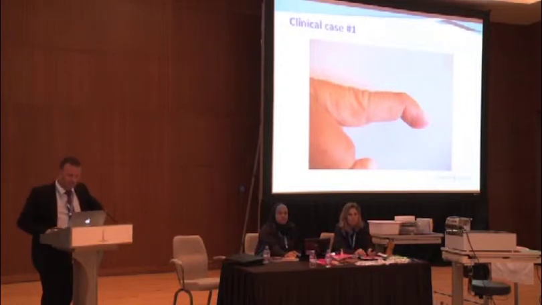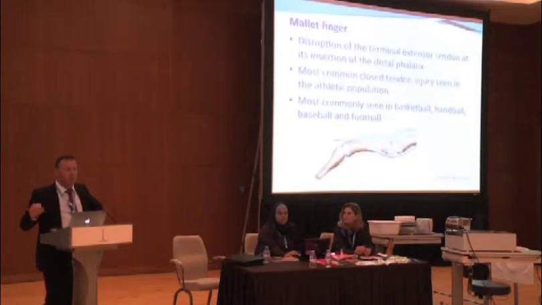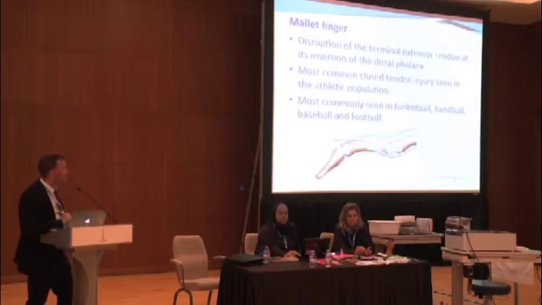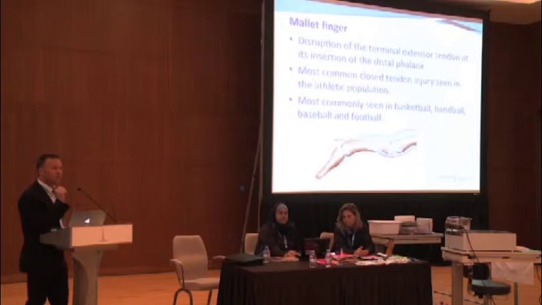Okay, yes. The first classical one, it's a mallet finger. It's the disruption of the terminal extensor at the insertion on the distal phalanx. It's the most common closed tendon injury in the athletic population, more than Achilles or any other tendon. We see this really commonly in sports with a ball like handball, basketball, volleyball.